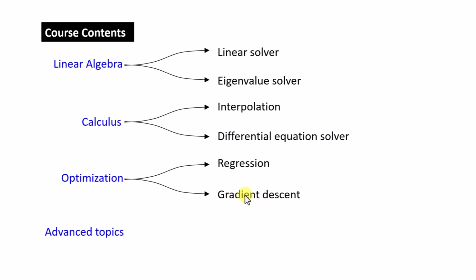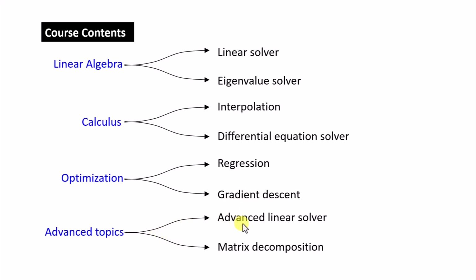Once we cover all the above, at the end of the course, we will discuss a little bit of advanced topics where we will talk about advanced linear solvers. In the linear algebra part, we will talk about very basic solvers, but in modern days, there are many advanced solvers. We'll talk a little bit about it. And then the matrix decomposition, which is at a slightly higher level of linear algebra, becomes very important these days. So we'll discuss a little bit about matrix decomposition.